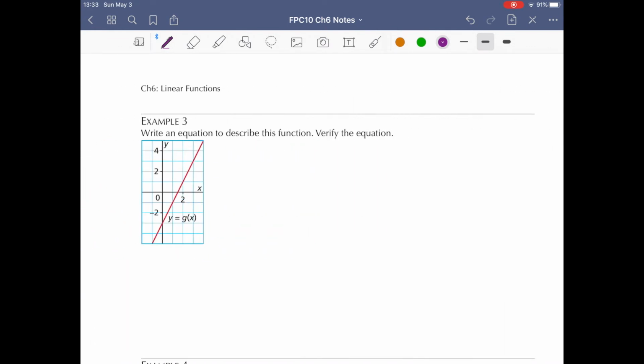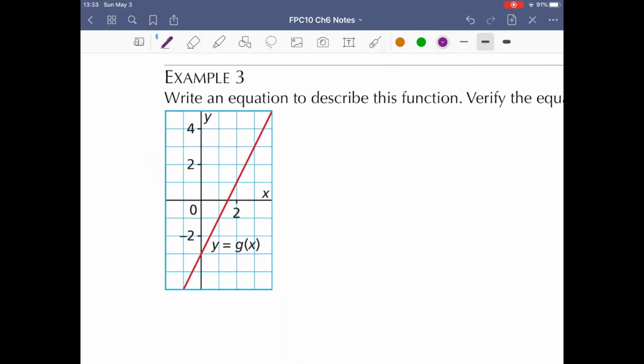Example 3, write an equation to describe this function. Then we're going to verify the equation. All right, so there's two things that we need to find in this. We need to find the y-intercept. The y-intercept in this graph is right there. It's at 0 on the x, negative 3 on the y. The next thing we need to do is find the slope.